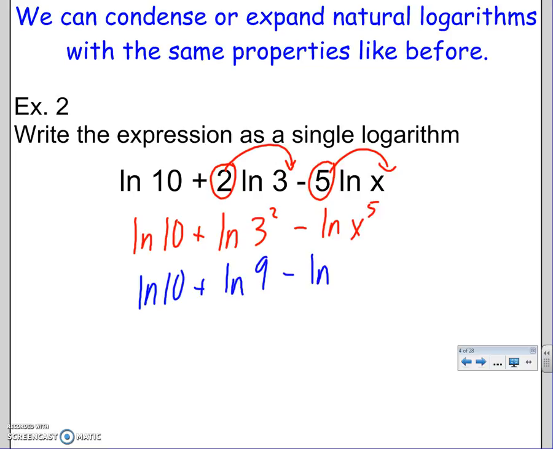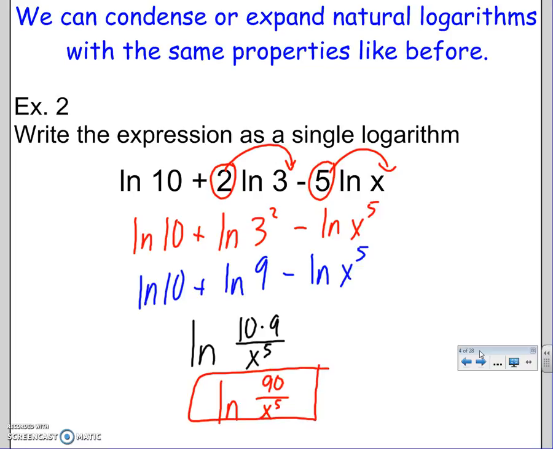All right, now there's something else to reduce. Let me combine them. Since the first two are being added, that means you're going to multiply them. So 10 times 9. Since the last thing is being subtracted, that means division, divided by x to the 5th. All right, so that's what we have now. And if I fix it, that's ln of 90 on top, divided by x to the 5th on the bottom. That is my answer.